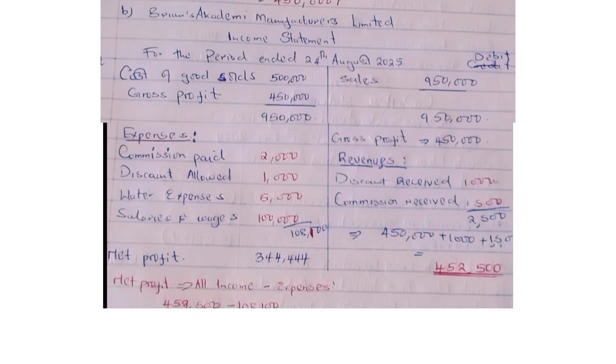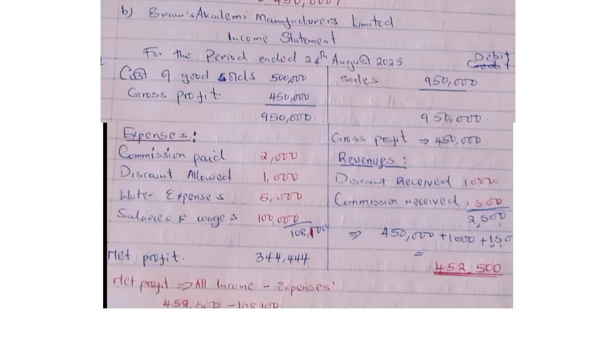So the first one, we have commission paid. That one was 2,000. Then the second expense is discount allowed. That is 1,000. Then we have water expenses. That is 5,000. And then we have salaries and wages. That is 100,000. So when you add all the expenses, we'll come up with 108,100.